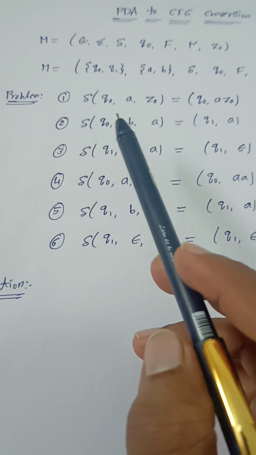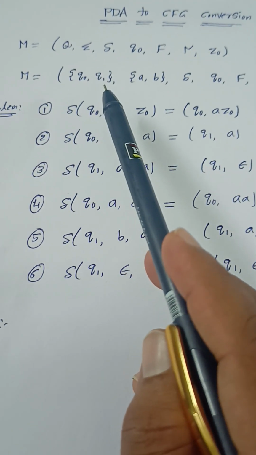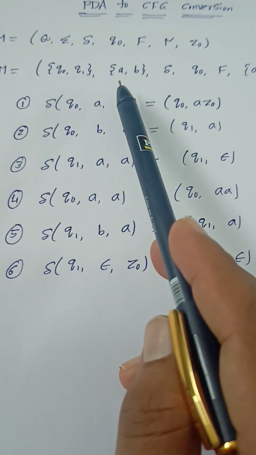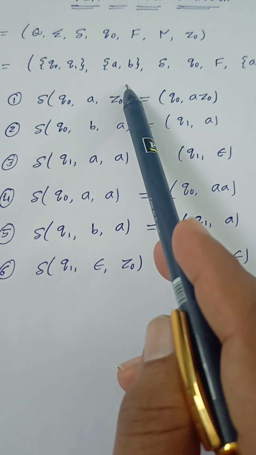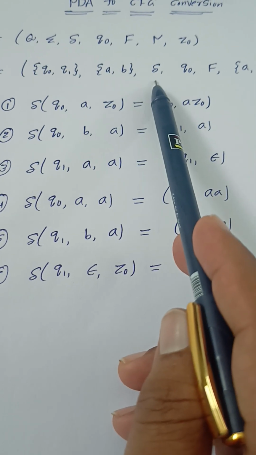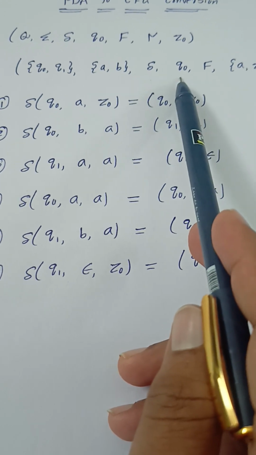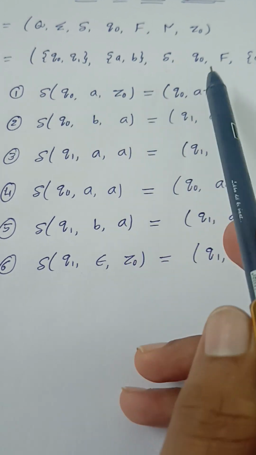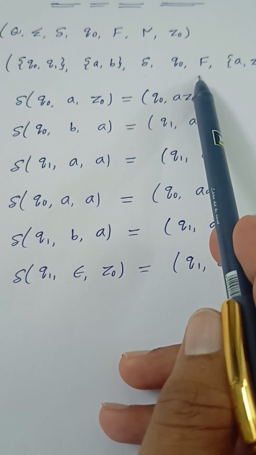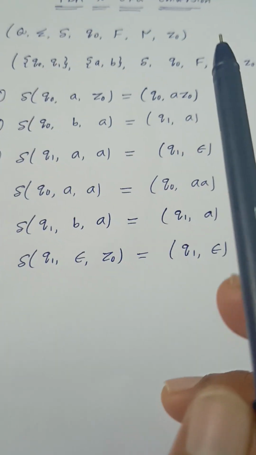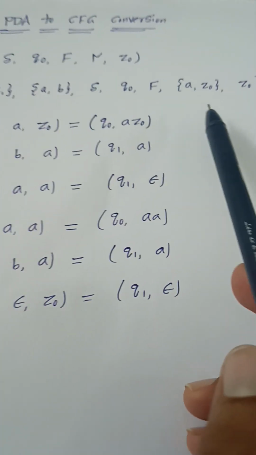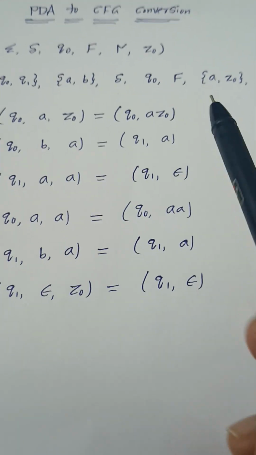In this particular problem, q0, q1 are the states, a comma b are the input symbols, delta is the transition function, q0 is the starting state, capital F is the final state. Here we don't want the final state, please leave it. And a comma Z0 are the stack symbols.